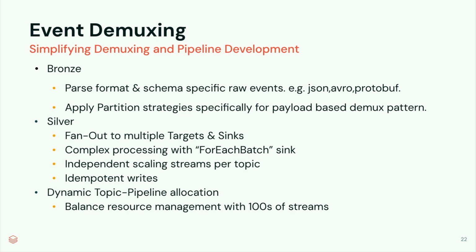And on the silver layer, we can do the actual demuxing. Demuxing is something we can achieve through fan-out options, where you read a single source and write to multiple targets. To do this fan-out, DLT provides the flows and sinks APIs, and using those we can seamlessly implement these fan-outs. Currently it supports different sinks like Delta sinks, Kafka sinks, and the foreachBatch sink. If you are familiar with structured streaming, you know foreachBatch, so similar semantics are supported in DLT.